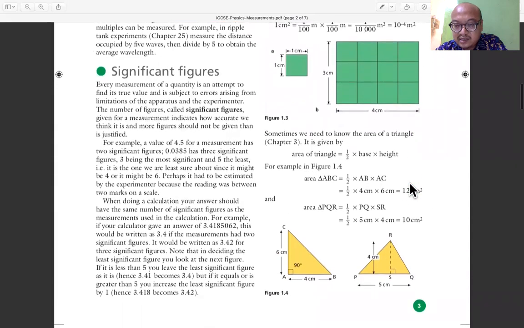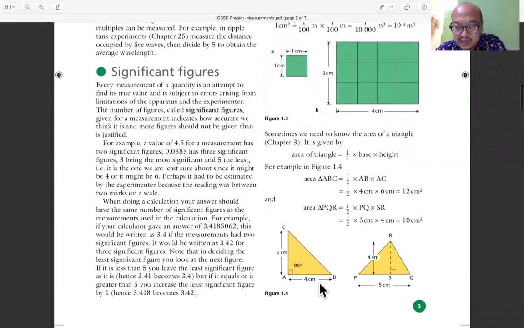I think you already know about area, also triangle area. Triangle area is a half of base times height. A half like this one, a half of 4 times 6, and for this one, a half of 5 times 4. That's it.